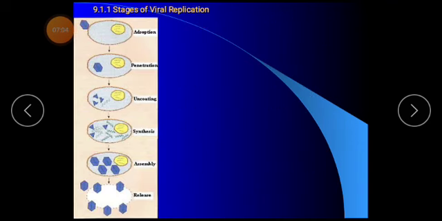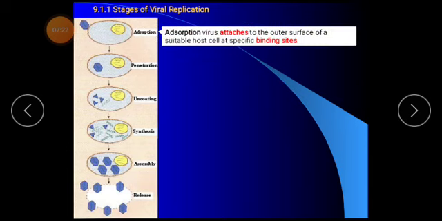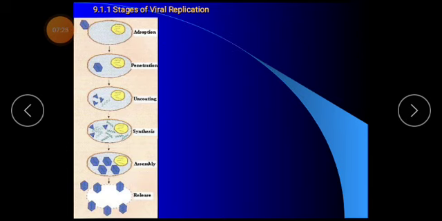So let us see the stages of viral replication. What are the stages of viral replication? Viral replication is the duplicating of the virus strands into new ones. Here, there are at least 6 stages of viral replication: adsorption, penetration, uncoating, synthesis, assembly, and release. We are going to explain one by one, step by step.